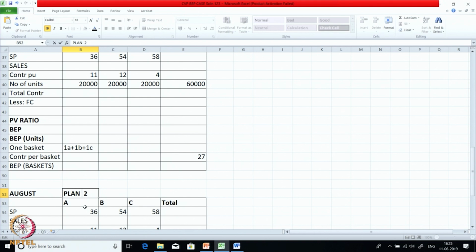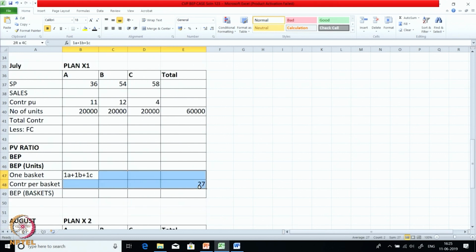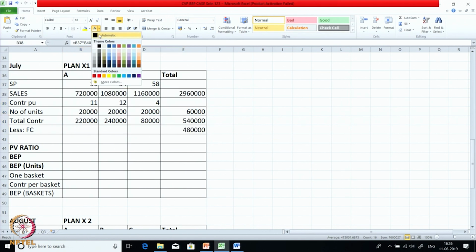Now, for each of these plans you have to calculate the break-even points. Okay. So, try to calculate the break-even point for both the plans. So, you know the sale prices of A, B, C, you know the contribution, you know the number of units. Please compute BEP. How will you go ahead? I think this much part is known to you. So, you can see it.